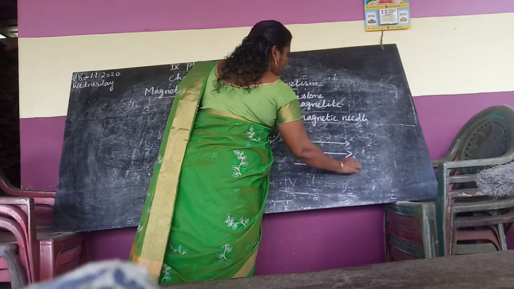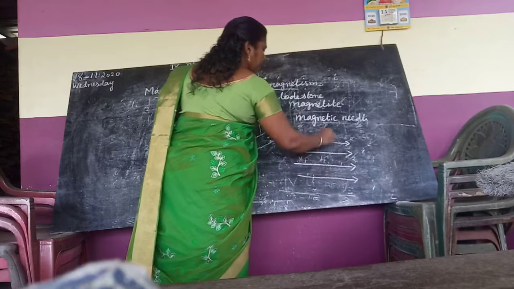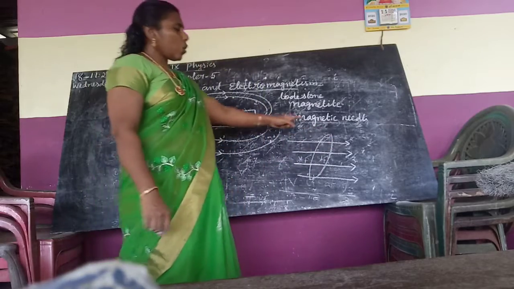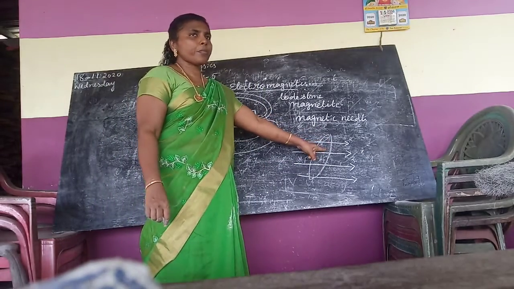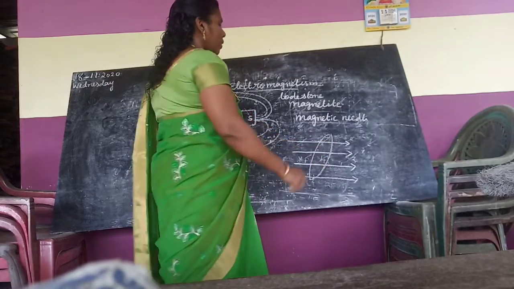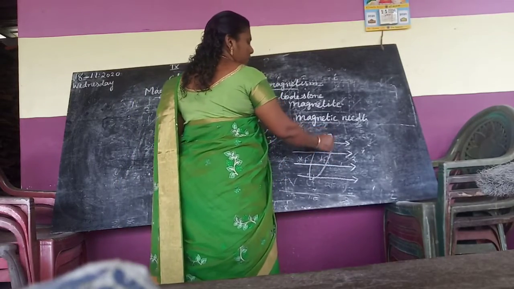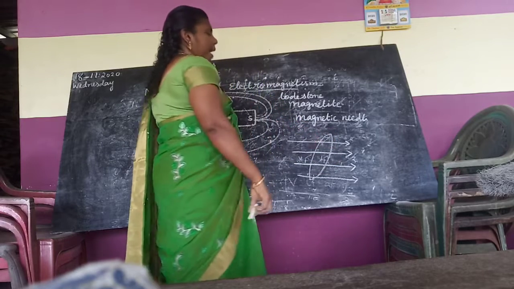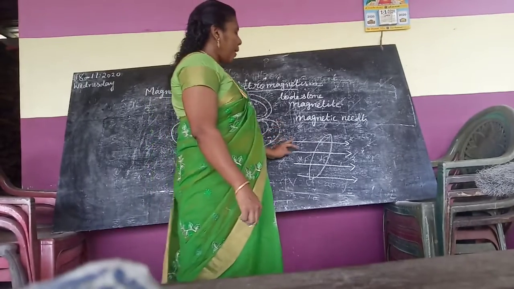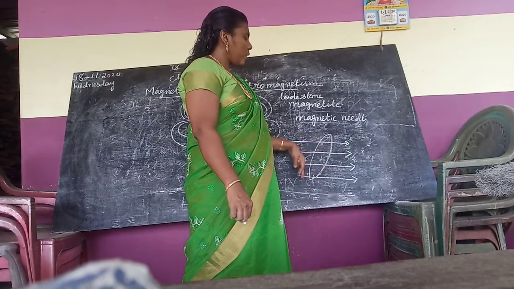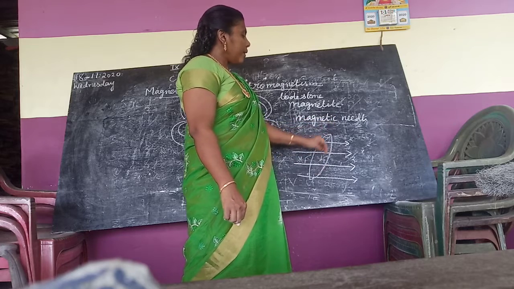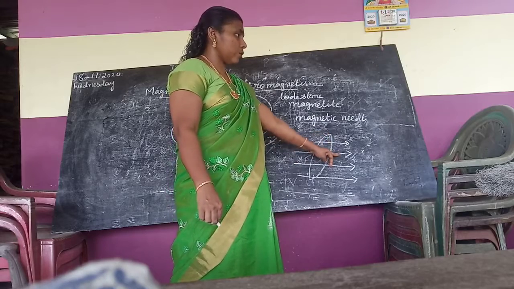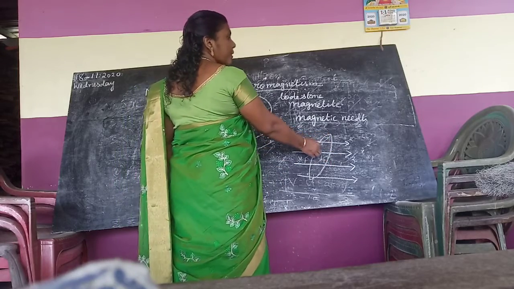Magnetic lines of force crossing through a certain area. Suppose this is the certain area. The magnetic lines of force crossing through a certain area, normal to the lines of force. So that is the magnetic flux density. The magnetic lines of force crossing through a unit area, always perpendicular to this line. This area is perpendicular to this line. So that is called magnetic flux density.